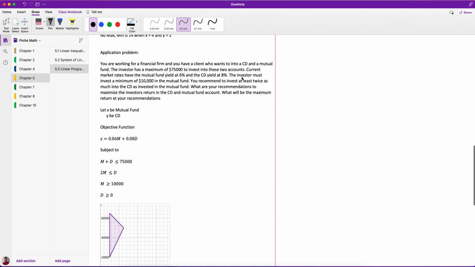And so we have some constraints. The investor must invest a minimum of $10,000 in the mutual fund. You recommend, as the person doing this, at least twice as much in the CD as invested in the mutual fund. And so what are your recommendations to maximize the investor's return in these two types of accounts?